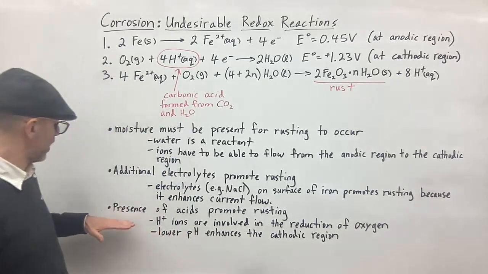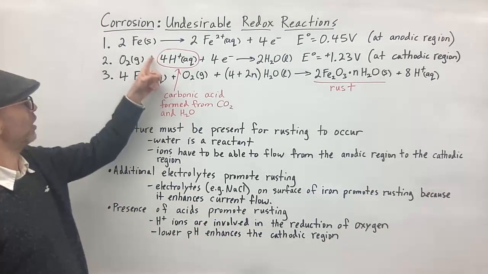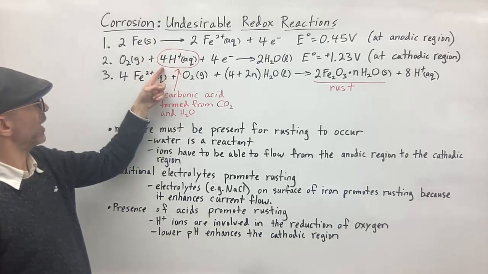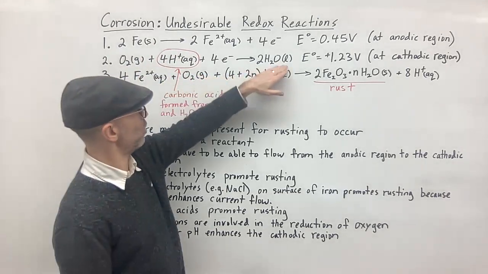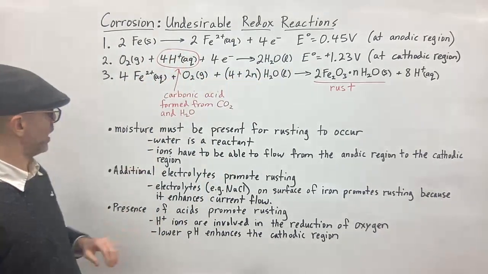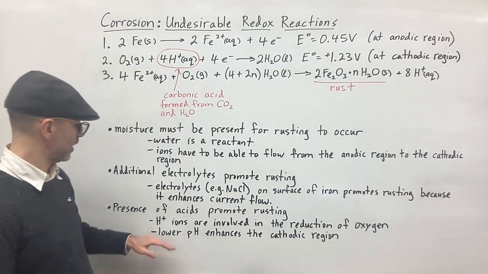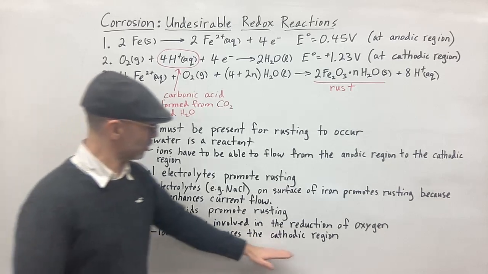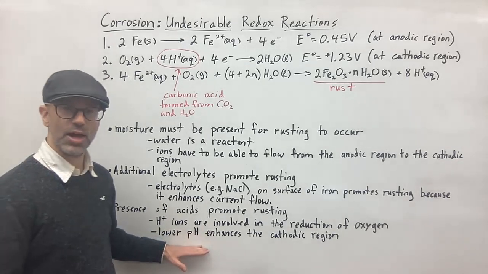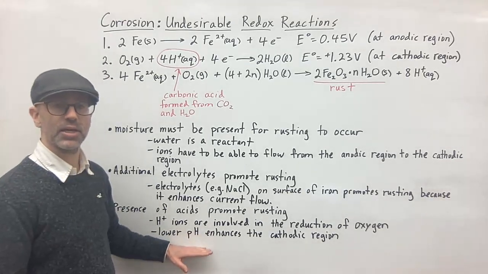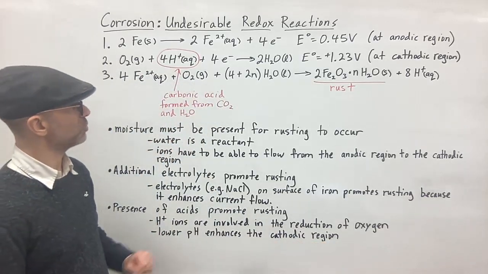And then finally, the presence of acids also promotes rusting, as we saw here. So you need H plus to reduce the oxygen into water. So that's going to be important as well. And so the H plus ions are involved in the reduction of oxygen. And so lower pH is going to enhance those cathodic regions, because lower pH, remember, means that you have a higher concentration of H plus ions. And so that's going to enhance the cathodic region where that is taking place.